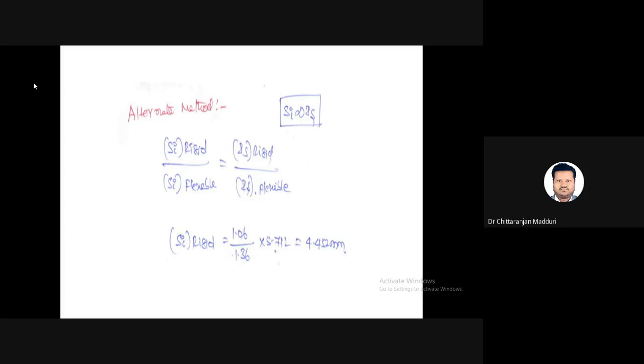So the relation is that immediate settlement is directly proportional to the influencing factor. So settlement of rigid foundation divided by settlement of flexible foundation is equal to the influencing factor of rigid foundation divided by the influencing factor of flexible foundation. So the settlement of rigid foundation is equal to 4.452 millimeters.